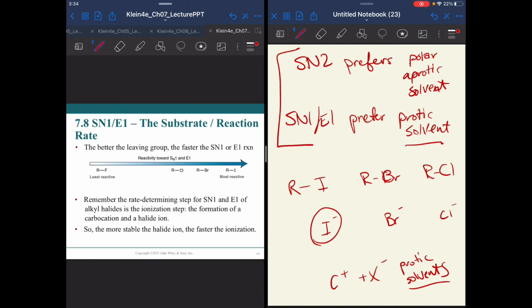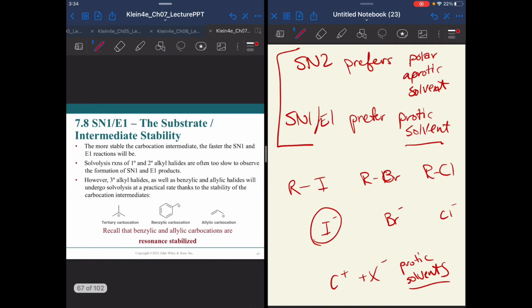Now, as we saw in that previous chart, much more reactive are going to be the chlorine, the bromine, and the iodine. Fluorine is difficult because it is not a great leaving group, right? And we know fluoride, the big difference between fluorine and the other halogens is HF is not a strong acid, but HCl, HBr, and HI are.